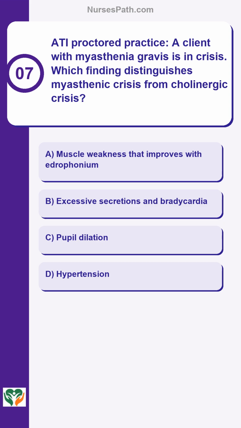Question 7. ATI proctored practice. A client with myasthenia gravis is in crisis. Which finding distinguishes myasthenic crisis from cholinergic crisis? Muscle weakness that improves with edrophonium. Excessive secretions and bradycardia. Pupil dilation. Hypertension.